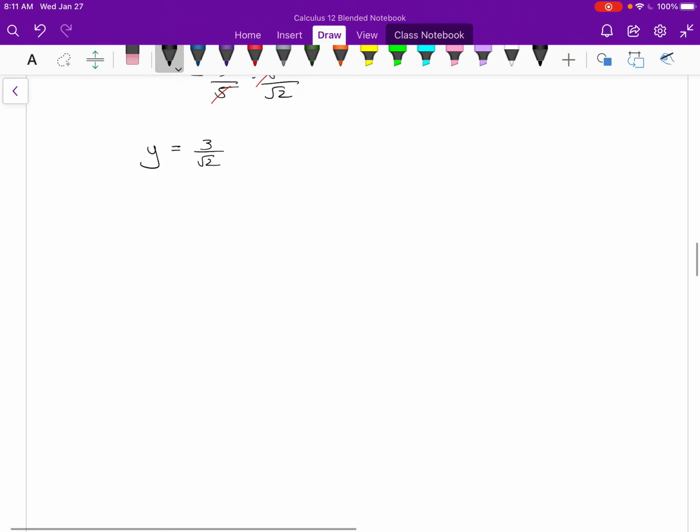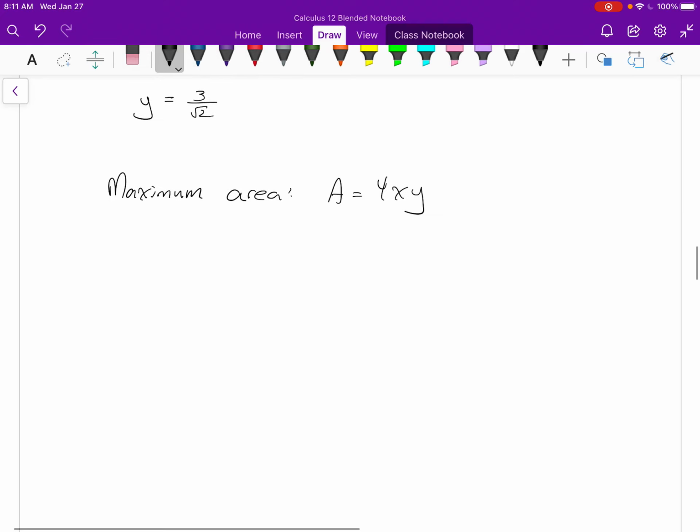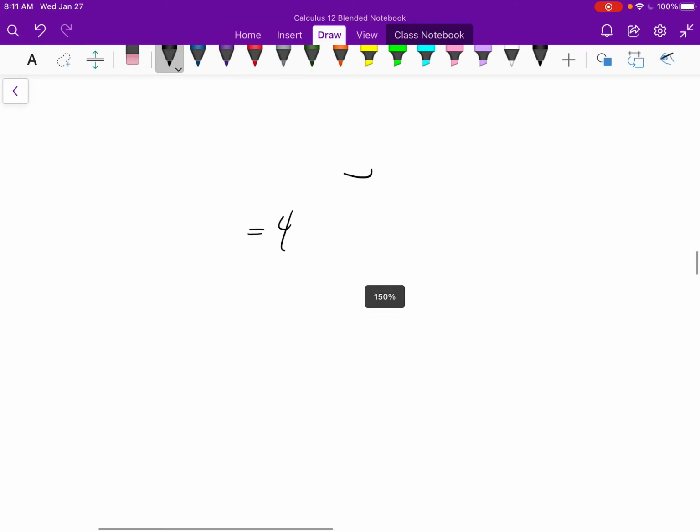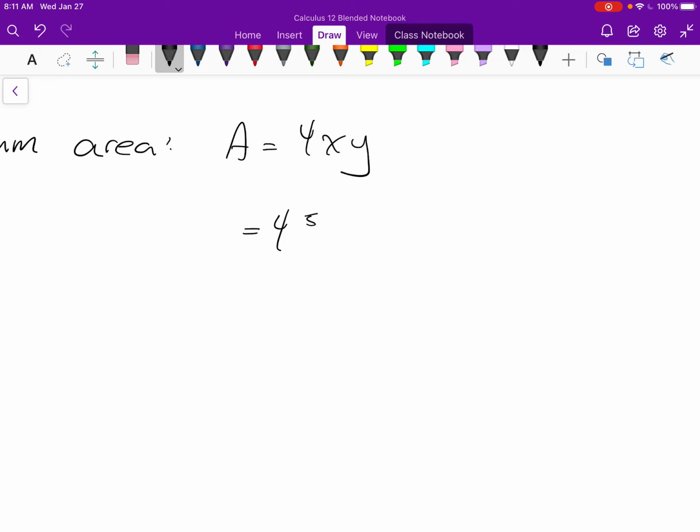And so now I can find the maximum area. Remember, I said area equals 4 times xy. So in this case, 4 times 5 over root 2 times 3 over root 2. Clean that all up, you get 60 over 2, or exactly 30 square units.